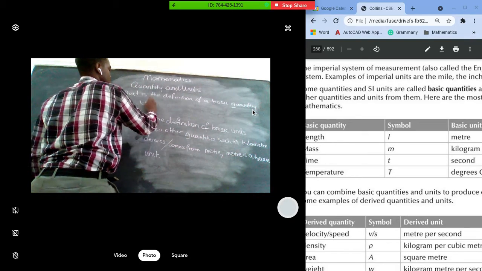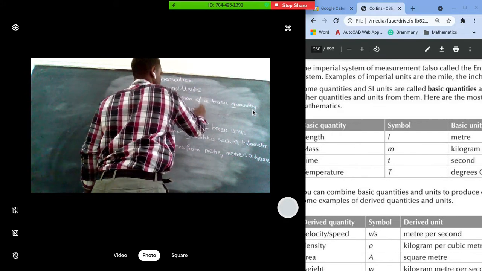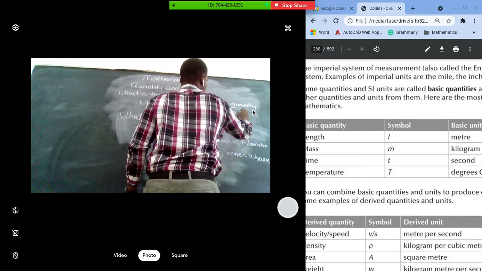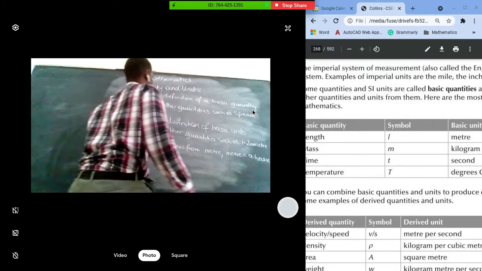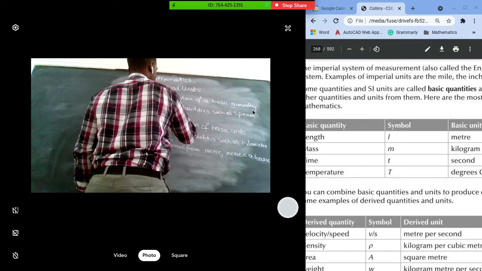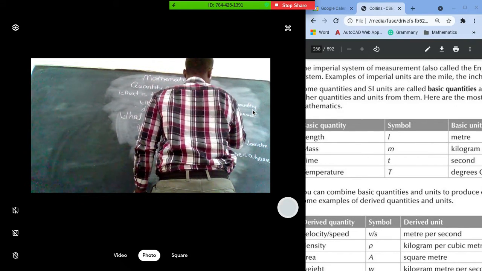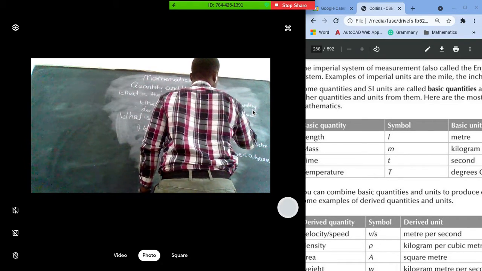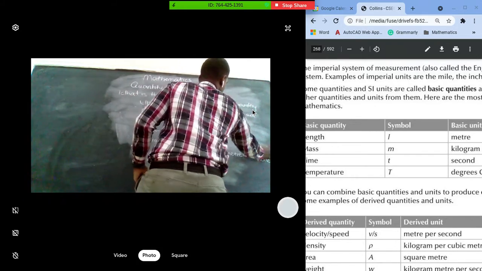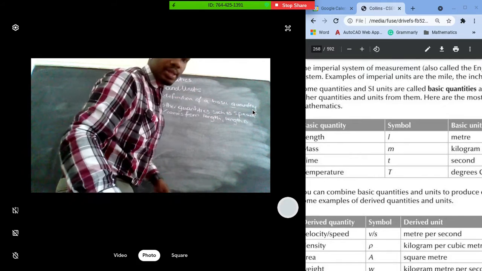When other quantities such as speed derive slash come from length, length is a basic quantity.